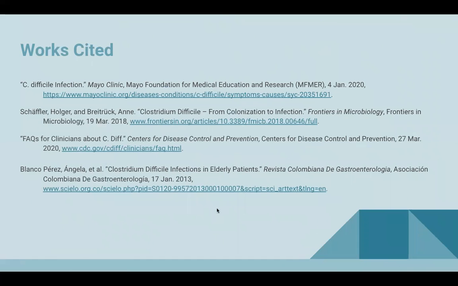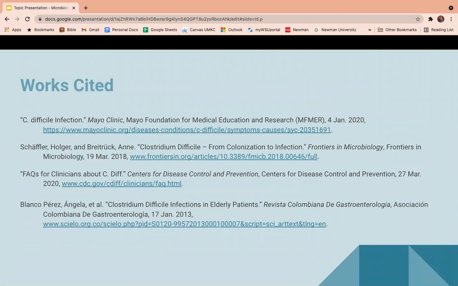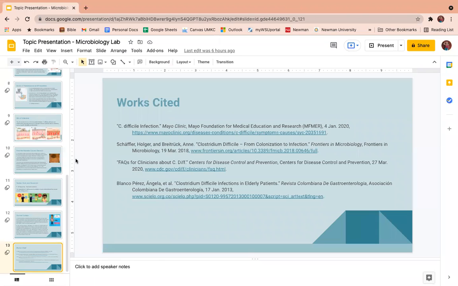Here's my works cited, and then the reason I did this C. diff was because I asked my sister who just graduated from nursing school, and I said, "What do you remember about microbiology?" And she said that C. diff was very prevalent and that she needs to know the microbiology behind that, and so that's why I did this project on C. diff because I'm going to be a nurse.